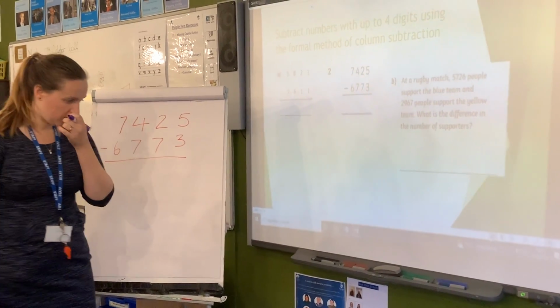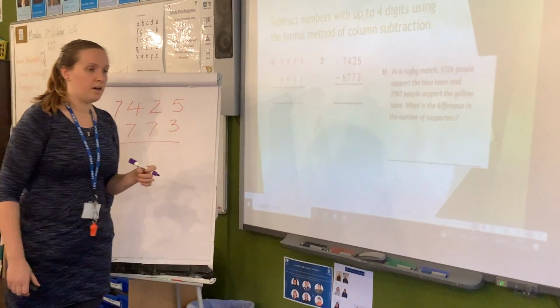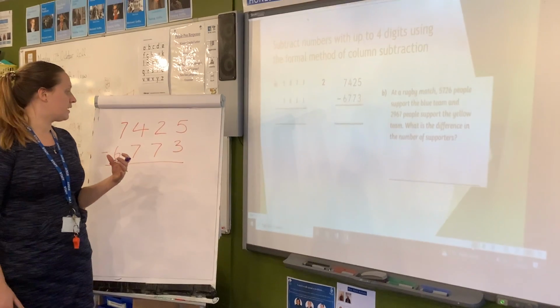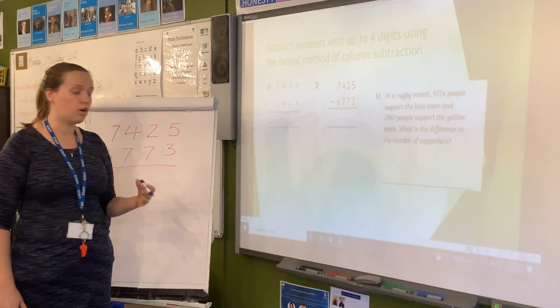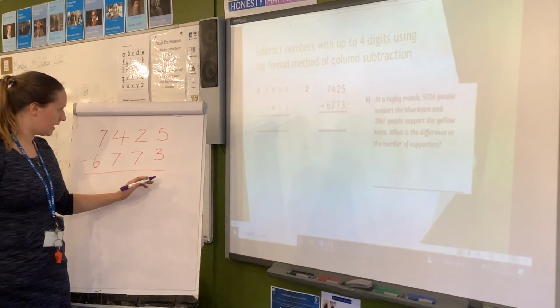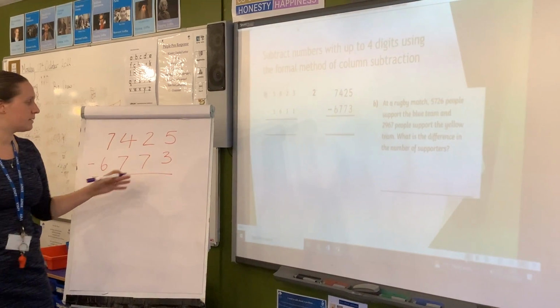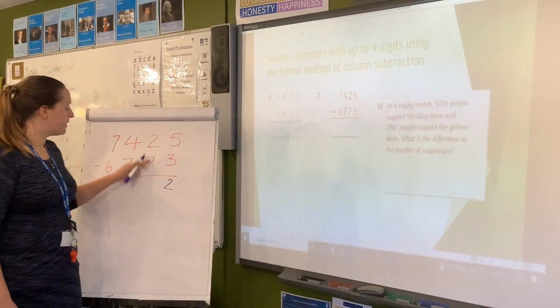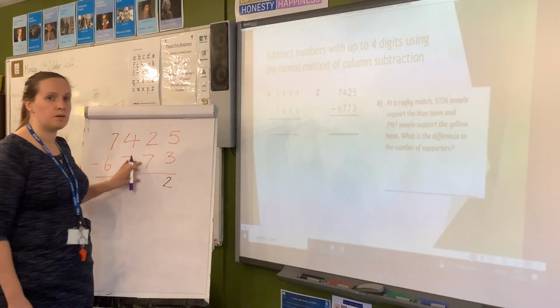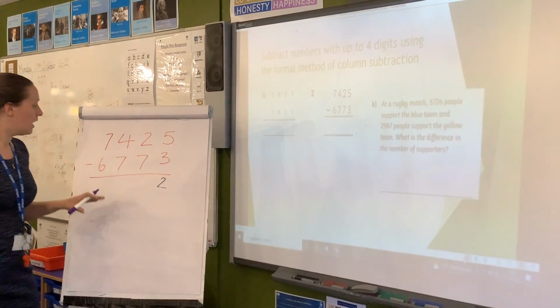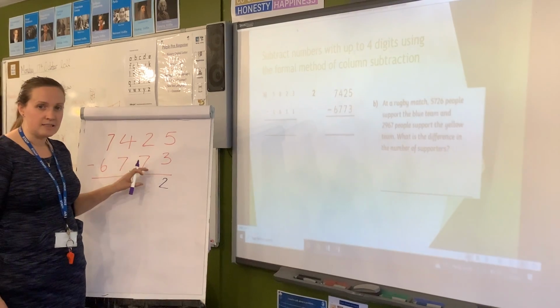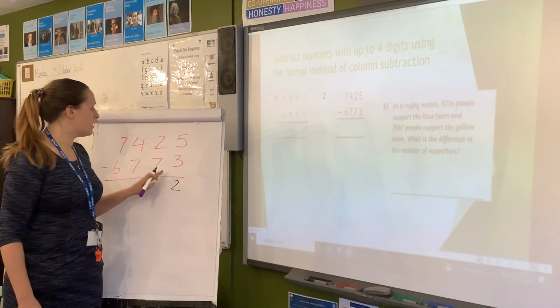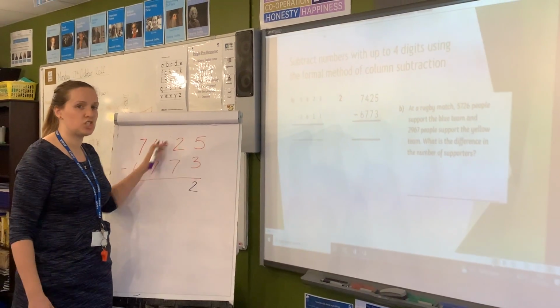And the way that we're going to do that and make sure that our children have got the right concept of this is by looking at that concept of exchanging. So we've got 5 take away 3, which is 2. But then we will say we've got 2 tens and we need to subtract 7 tens. As we don't have 7 tens to subtract, we are going to say that we need to exchange 100.